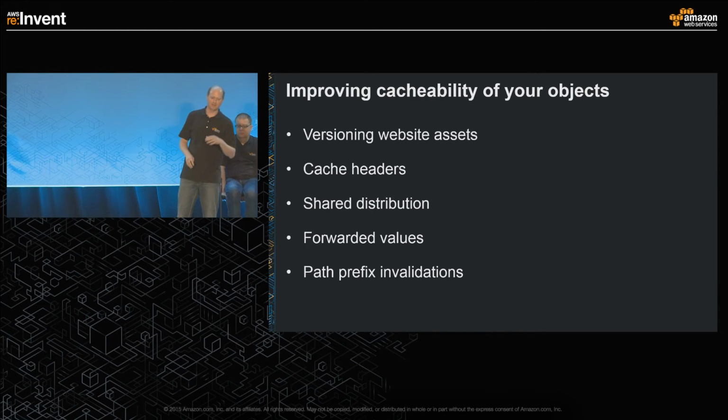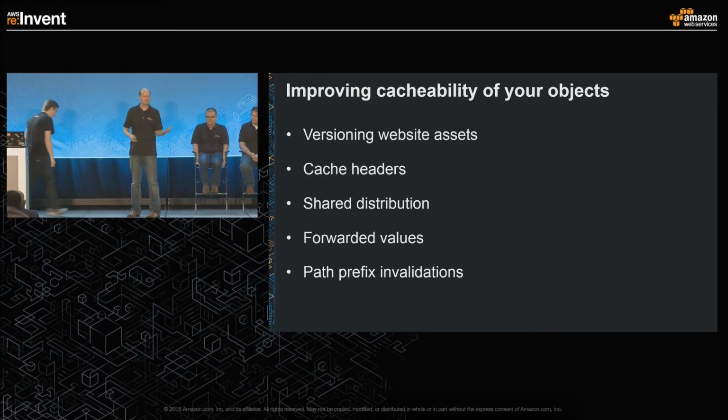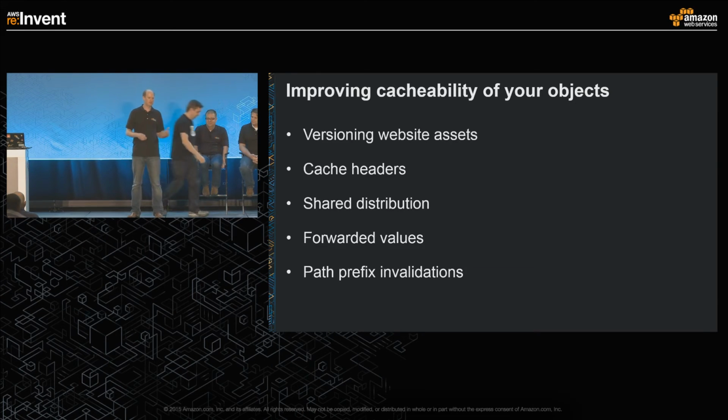So there are 4.5 best practices I want to talk to you about. The first one is versioning your website assets. Then cache headers and cache control headers to instruct CloudFront, other intermediary caches, and browser caches on how long to keep your objects in cache for. We talk about shared distributions, forwarded values, and the half best practices, path prefixing validations. The idea being that if you followed the best practices that I've given you before that, we won't ever have to use our invalidation tool, but it's there if you do need it.